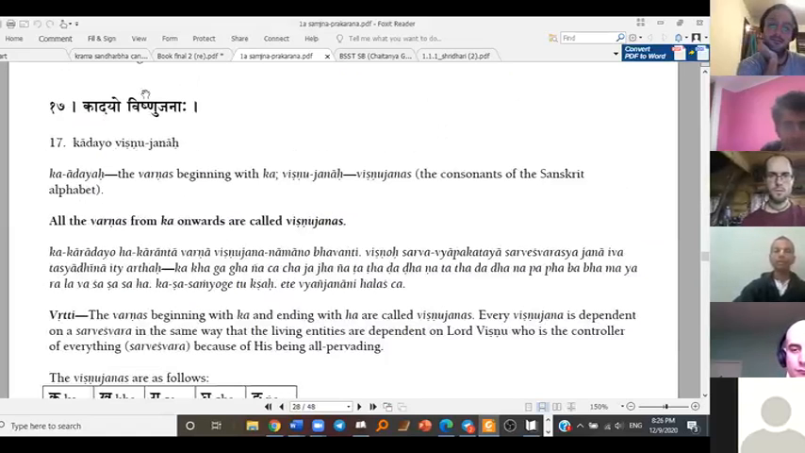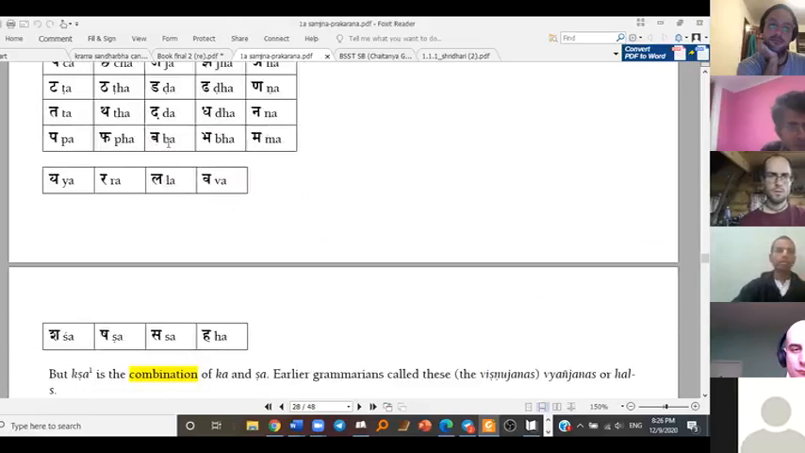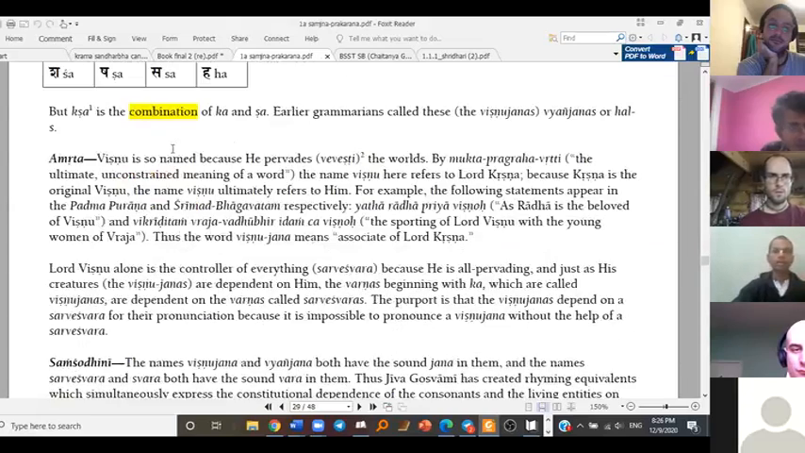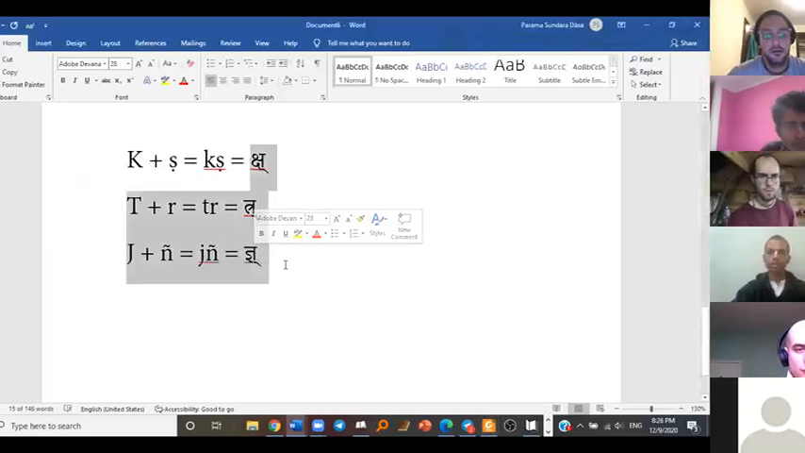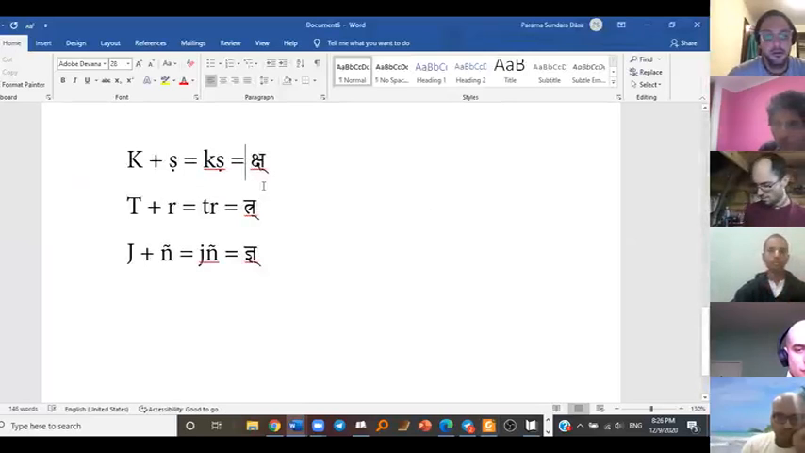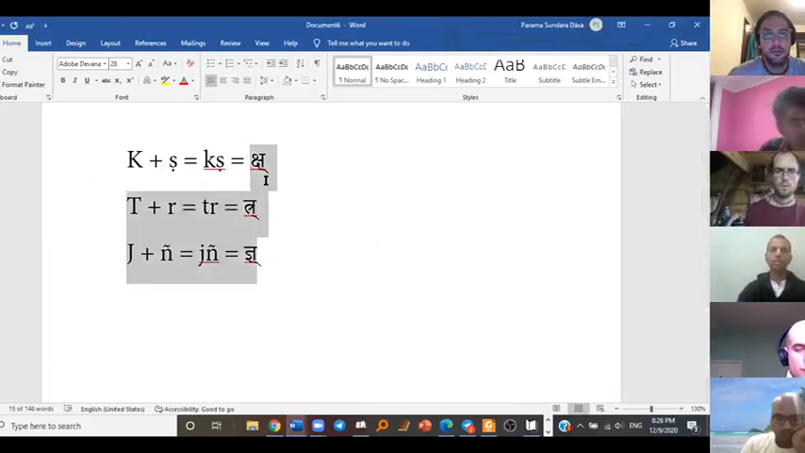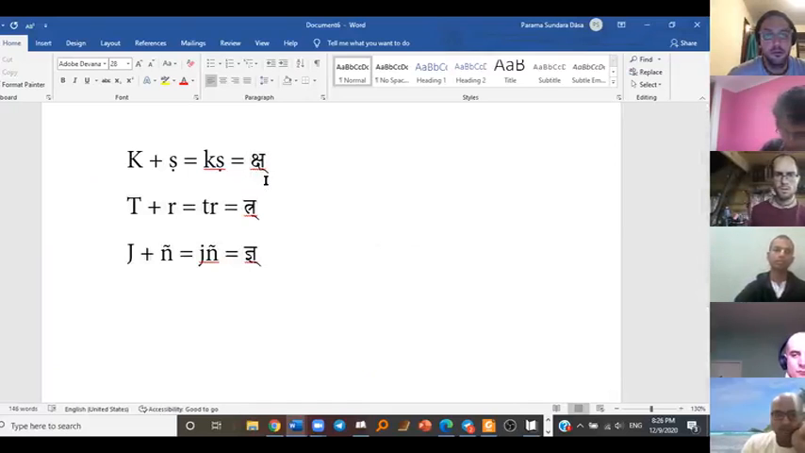Anyhow, so we read kādayo viṣṇu-janāḥ and visarga till now. Moving ahead, ksha is a combination of ka and ksha. One more thing is that they are not independent consonants. They are just made up of the already existing consonants, so they are not to be counted as independent ones.